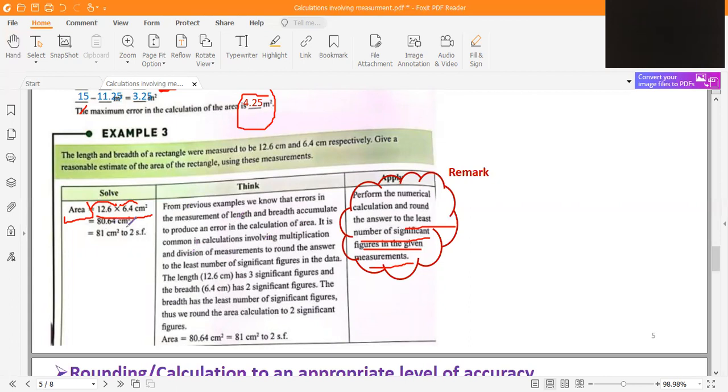So we round the result to the least number of significant figures, which is here 2. So we round it to the second significant figure, which is 0. We compare the digit on the right: 6 is bigger than 5, so we add 1 to 0, so we obtain 81, and we replace everything on the right by 0. So we obtain 81 centimeter square rounded to two significant figures.